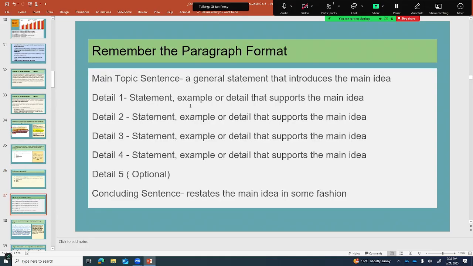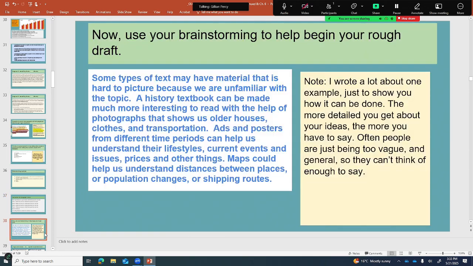Remember to use our paragraph format. So we start with a general statement, and then we have at least 3 to 5 detail sentences that tell us something specific about visuals or whatever the topic is, and then a concluding sentence that kind of restates things. So here is some examples, okay? You're not going to use this exactly, but it's an example.